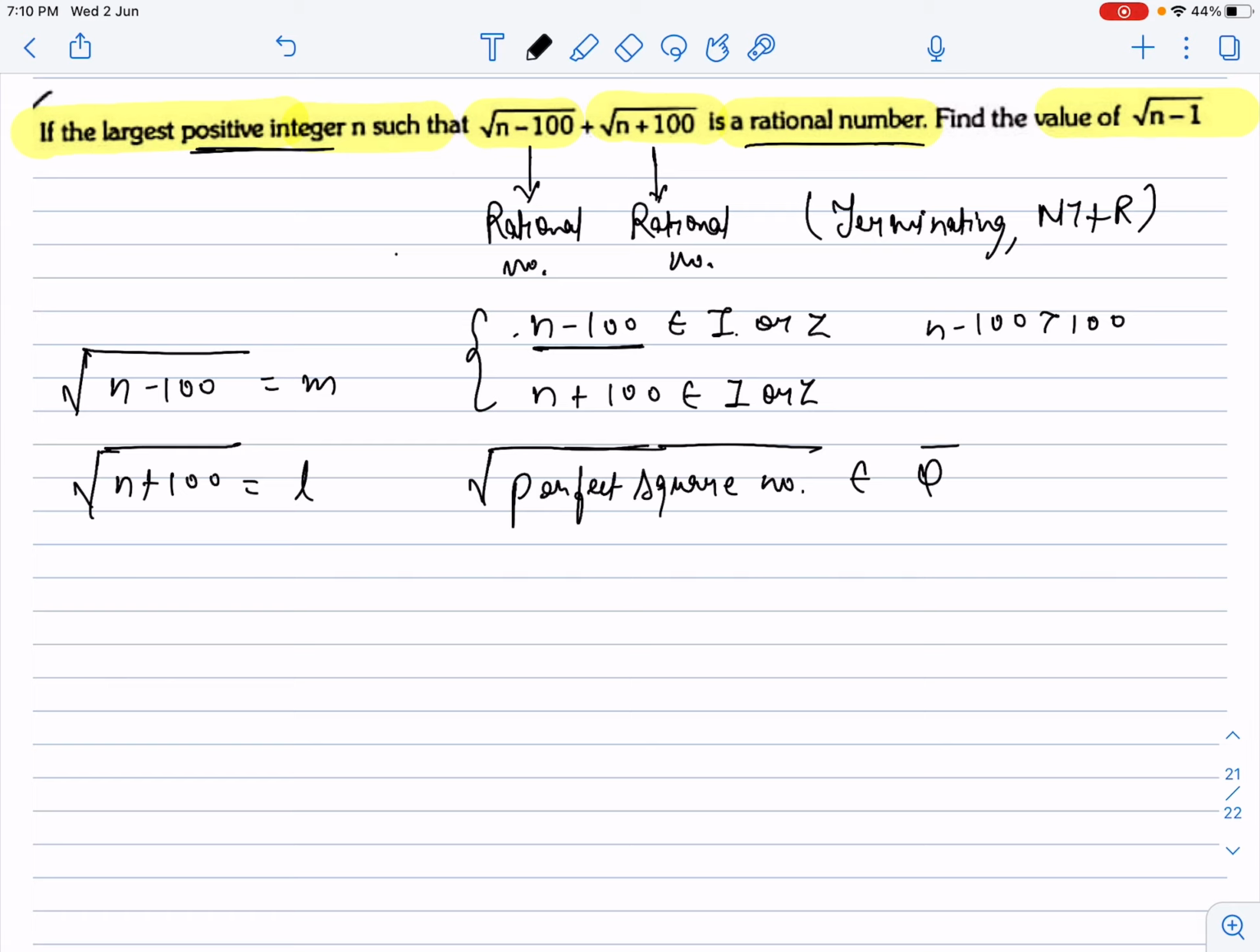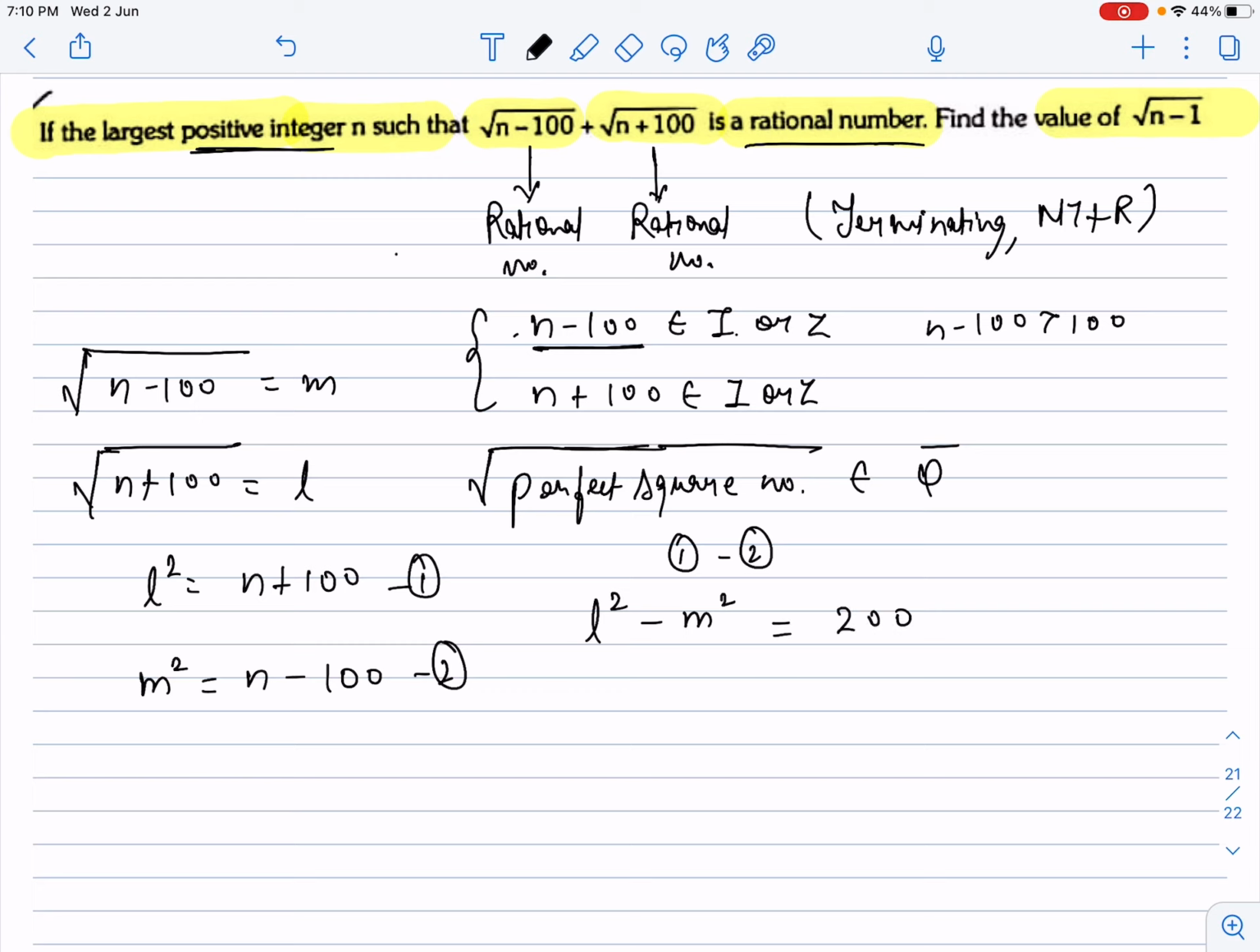Okay sir, I understood. Now sir, what will we do? I'll do L square, so n plus 100 will be achieved. Then I'll do M square, so n minus 100 will be achieved. Then I'll do L square minus M square, that is equation 1 minus equation 2. So doing equation 1 minus 2, I'll get 200 over here.